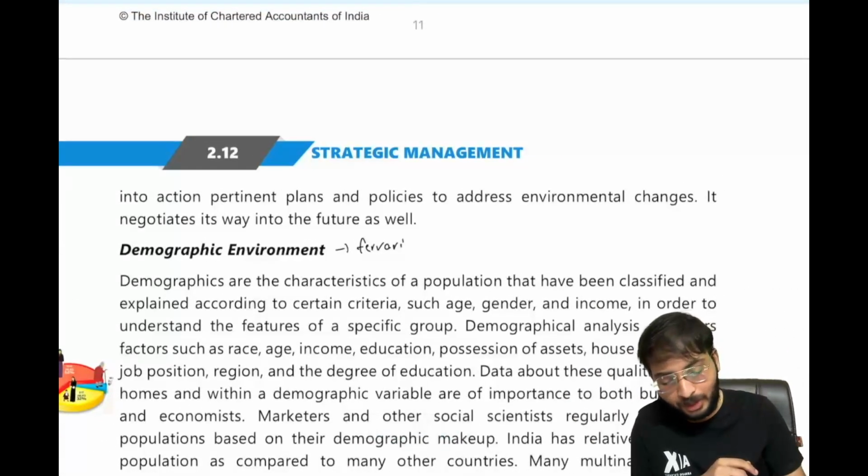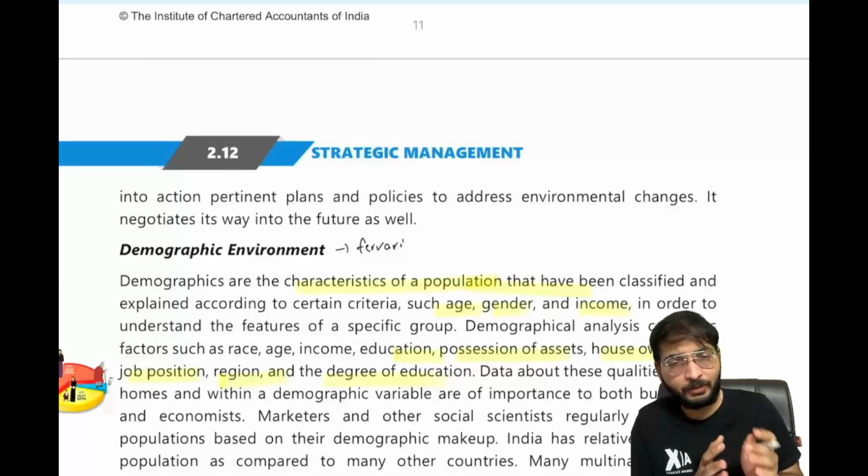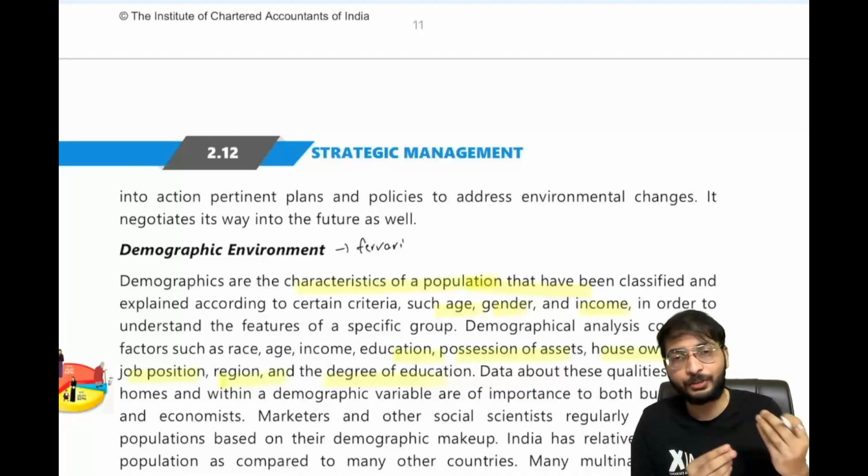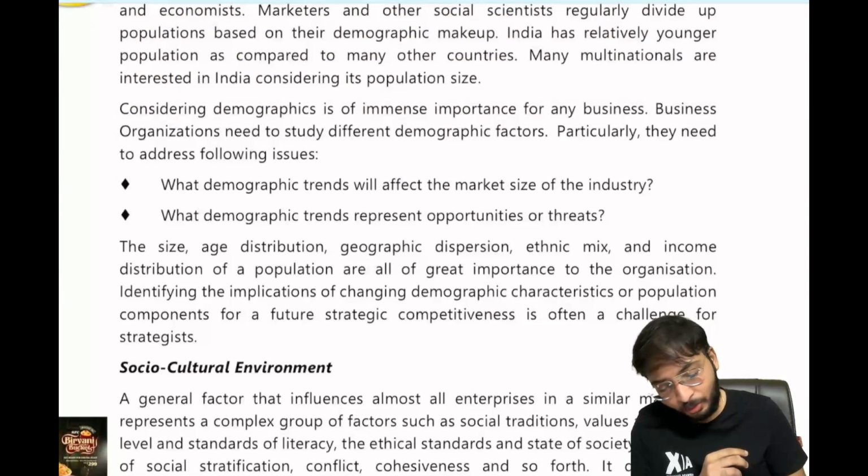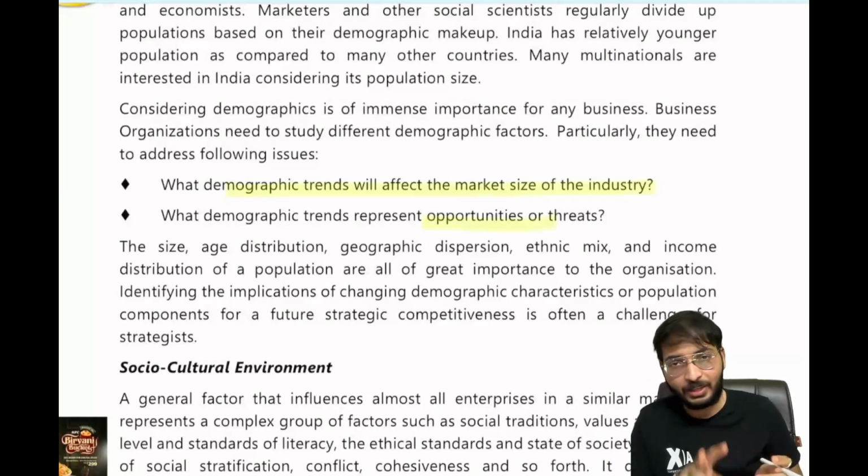Demographic environment. What is demographic? Demographic is characteristics of the population, like their age, gender, income, education, how much assets each one has, their ownerships, the job positions, their regions, and the degree of education. All this is called as characteristics of the population. So whenever you're doing an external environment, first one is macro environment, and first you do the demographic environment, the characteristics of population. Whenever you're going into another country, you have to check whether demographic trends will affect the size of the industry, and whether we have any opportunities or threats. These two questions you have to ask.